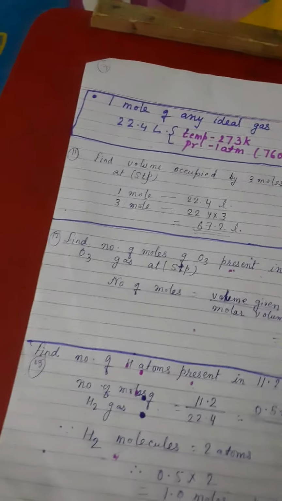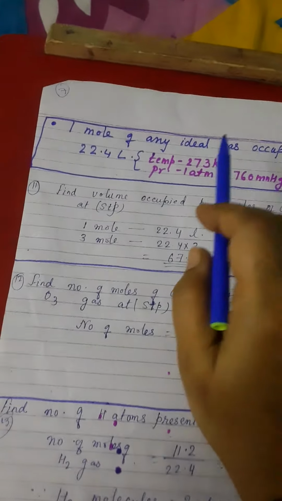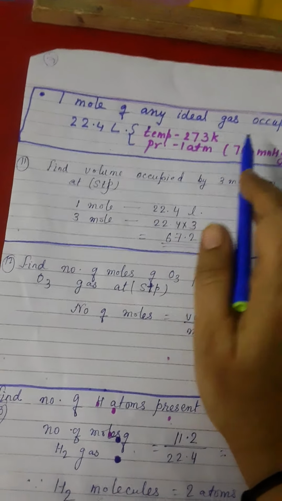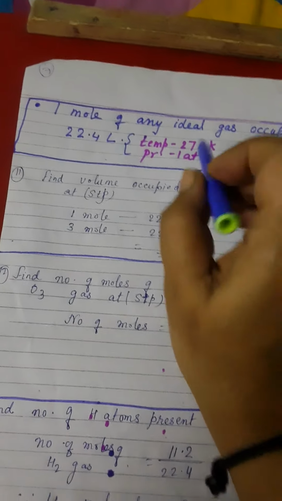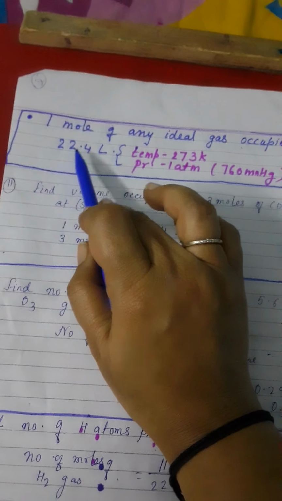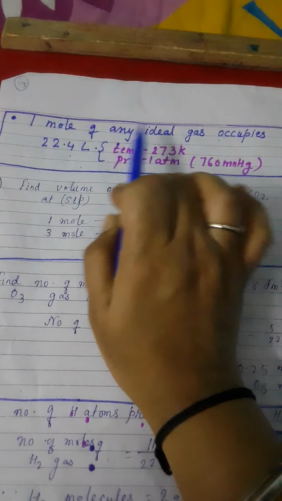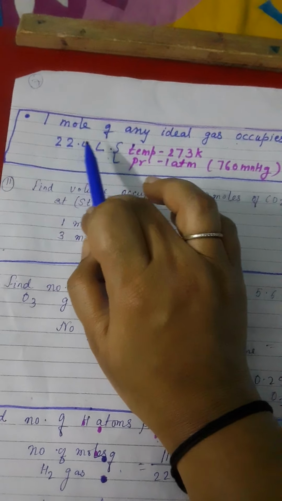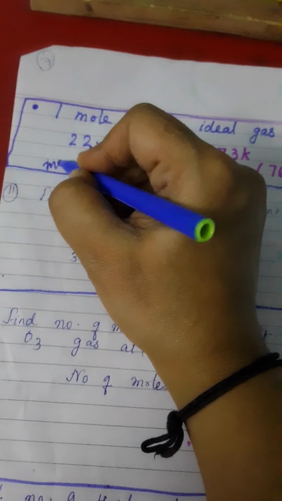Now we'll come to the gases. Okay, volume. Same as 1 mole of any atom contains 6.022 into 10 to the power 23 atoms, 1 mole of any ideal gas occupies 22.4 liters. Okay, 1 mole of any ideal gas occupies how many liters? 22.4 liters, and this is called molar volume.